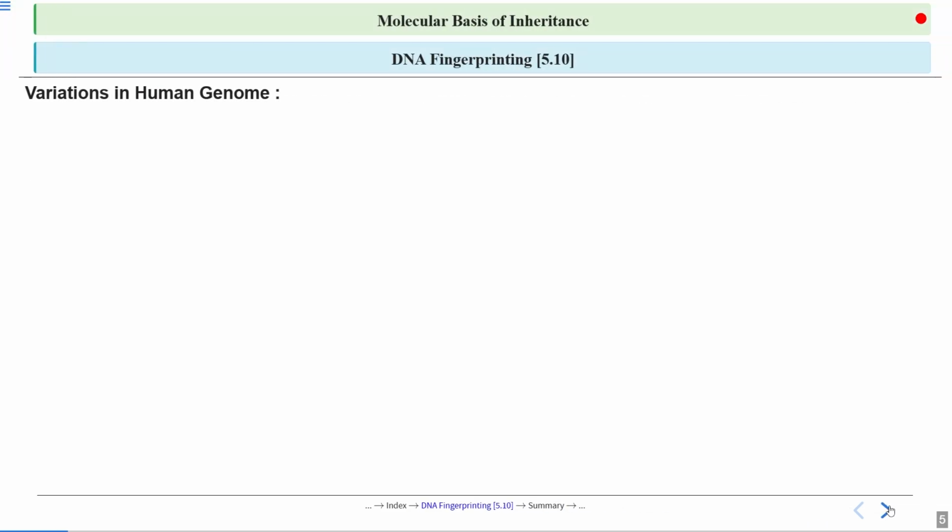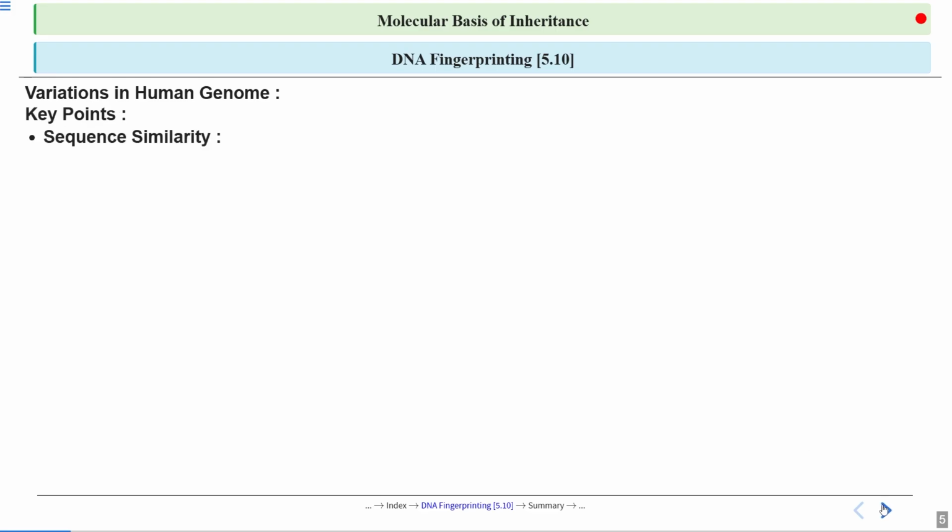Before starting with DNA fingerprinting, technically NCERT section 5.10, before actually understanding the different steps in fingerprinting, we have to understand some basic concepts behind it. First, we have to understand the different variations that are present in the human genome.